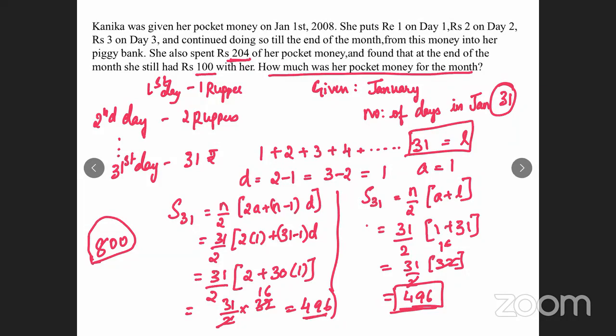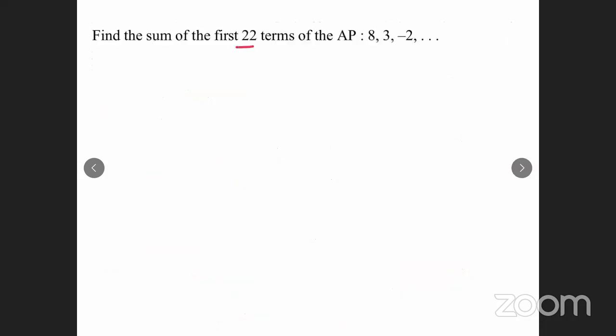So we'll go to a bit lesser level of a problem so that everybody understood the formula again. They're asking the sum of the first 22 terms of the AP that has been given. So the first term is A, 8. The second term is 3. So to get that common difference D, that is A2 minus A1, this is 3 minus 8. That is minus 5. So now everybody understood.